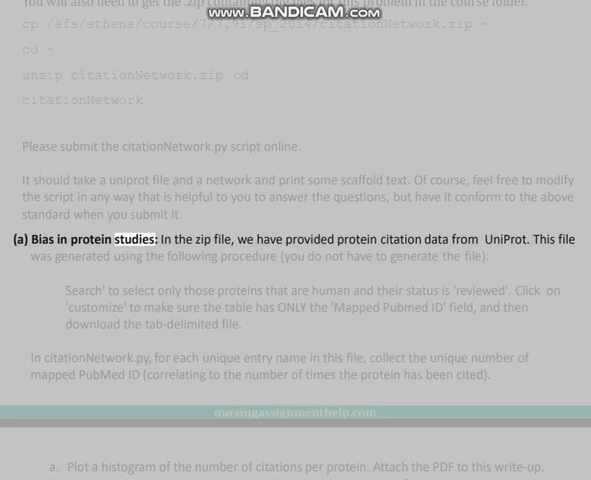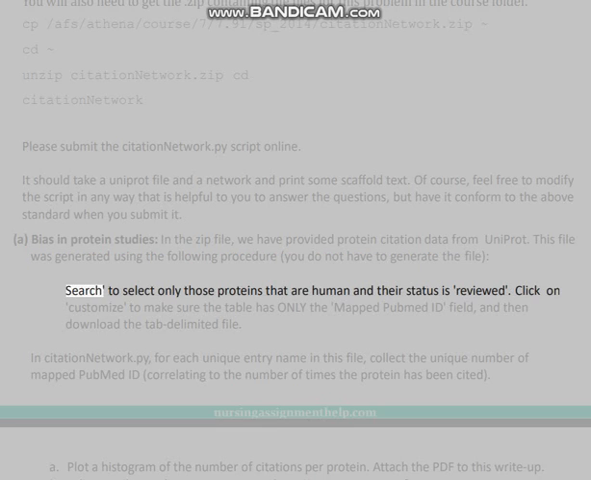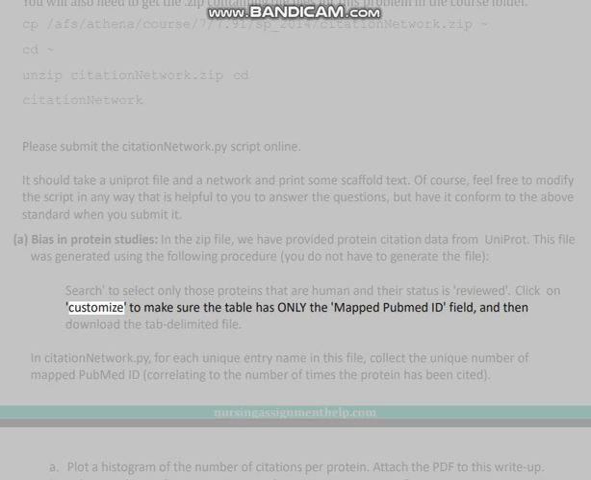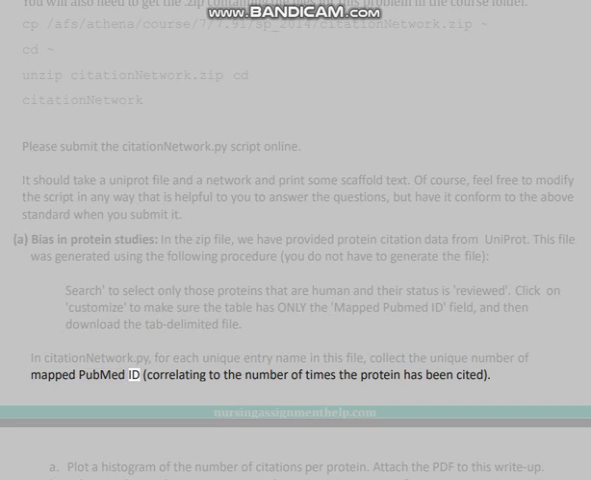Bias in protein studies. In the zip file, we have provided protein citation data from UniProt. This file was generated using the following procedure. You do not have to generate the file. Search to select only those proteins that are human and their status is reviewed. Click on Customize to make sure the table has only the mapped PubMed ID field, and then download the tab delimited file. In citationNetwork.py, for each unique entry name in this file, collect the unique number of mapped PubMed IDs, correlating to the number of times the protein has been cited.